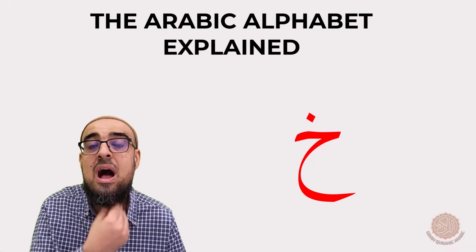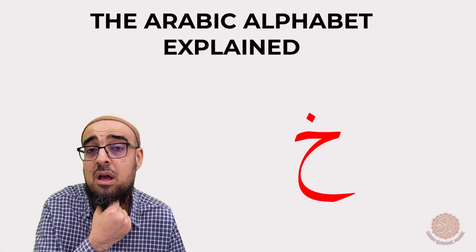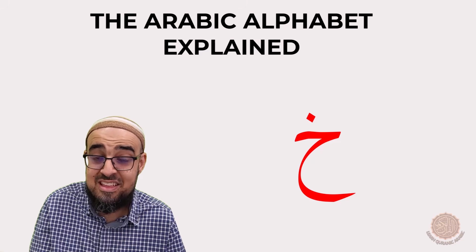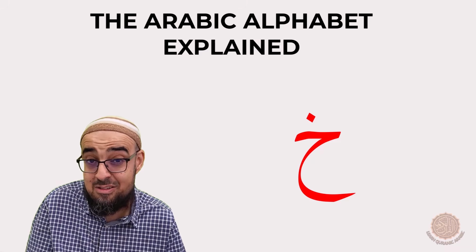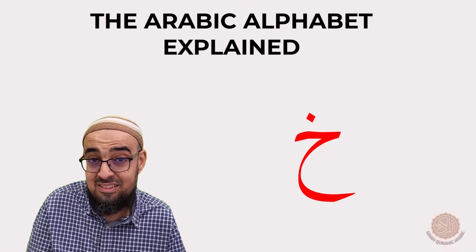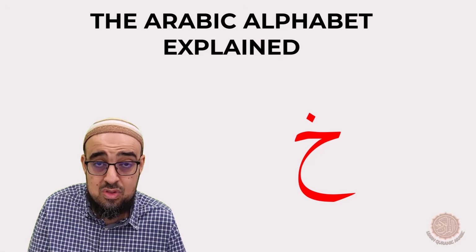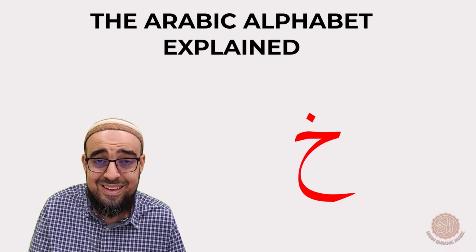Next is the kha. It's still in the throat area, but the top throat area. We're about to enter into the mouth, but not. Now, I hate to use this example, but it's like you have something stuck in your throat and you want to get it out. Kha, that's a kha. Some languages use the kha. In English, you don't use kha. An example of kha being used is the word khalaqa, which means he created.